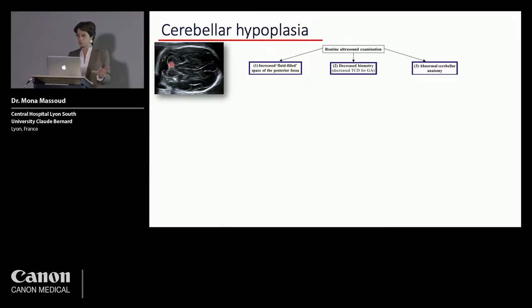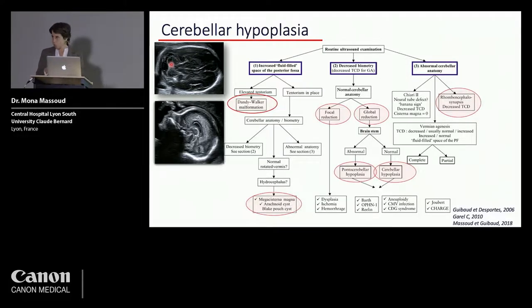So we have three categories of anomalies. And in my topic, I will only focus on the decreased biometry, because we are talking about cerebellar hypoplasia. But when you go into the literature, all these entities are grouped into cerebellar hypoplasia. That's why genetic and prenatal counseling is challenging in these cases, because you mix different pathologies with different etiologies, and in consequence, different clinical impact and neurodevelopmental impact.